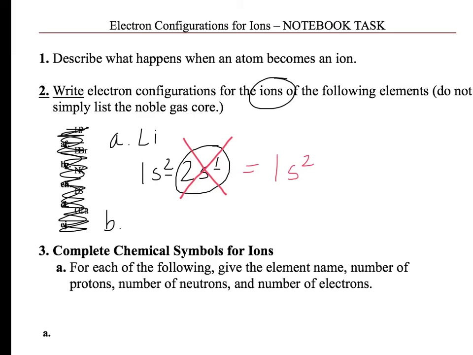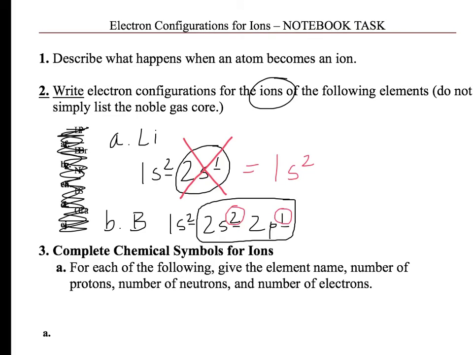Letter B is boron. Now boron would normally be written as 1s2, 2s2, 2p1. Okay, boron has 5 electrons: 2, 2, 1. However, we need to look at that outer energy level again. We're looking at all of the 2's for the energy level, and right now we have a total of 3 electrons in that outer energy level, 2 in the s and 1 in the p.